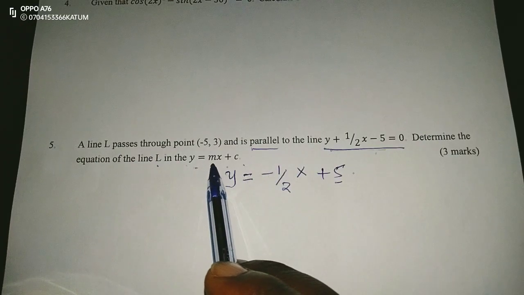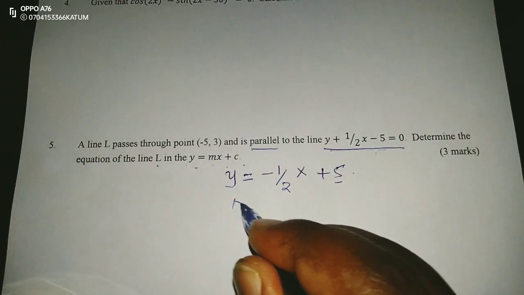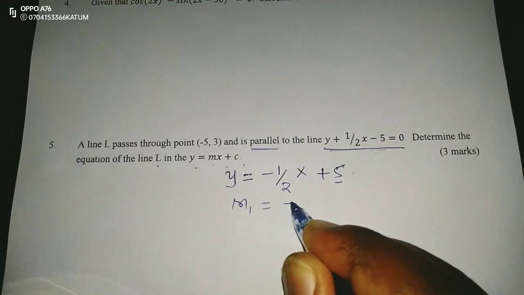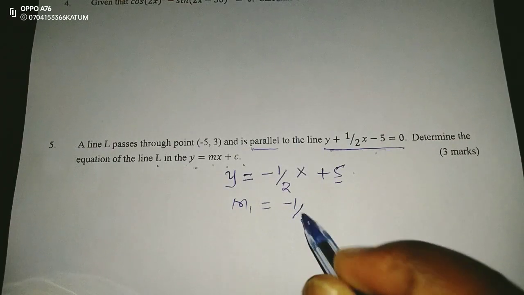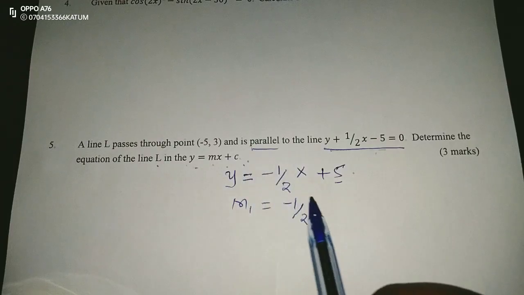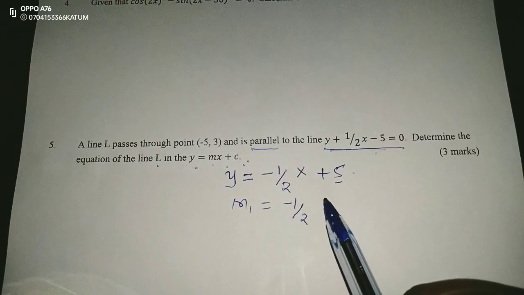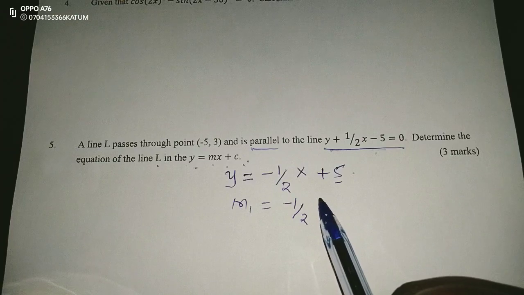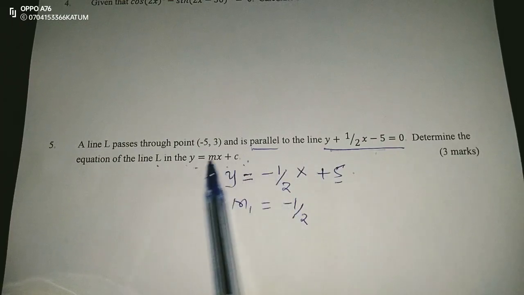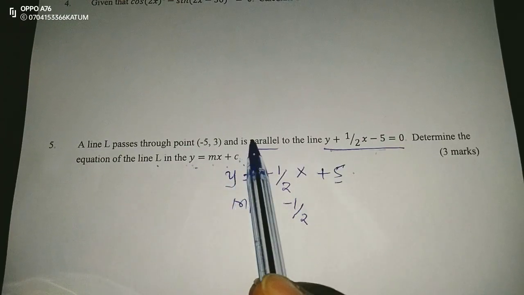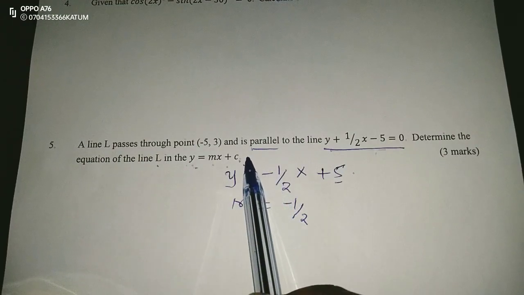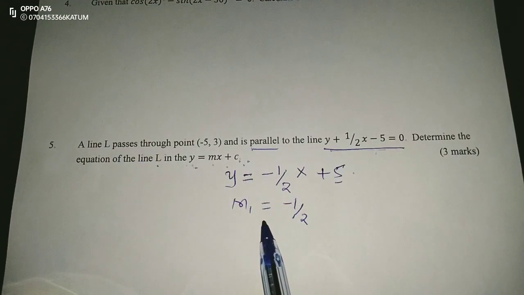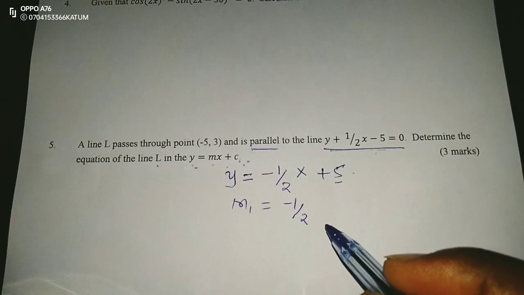Therefore, the gradient m of the line equals negative half, the coefficient of x, while the equation is in this format. So the coefficient of x is strictly equal to the gradient when the equation is in this format. Otherwise, in a given format which is not this one, the value of m might not represent the gradient.